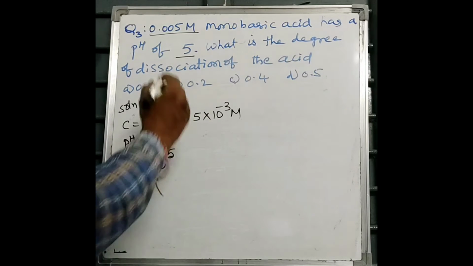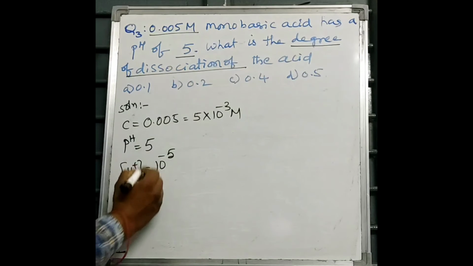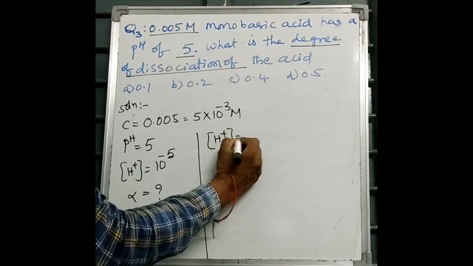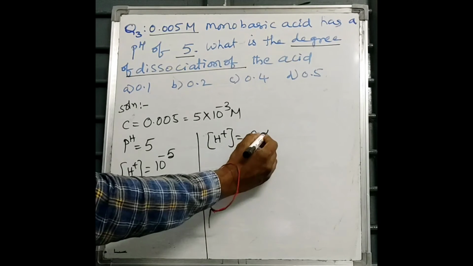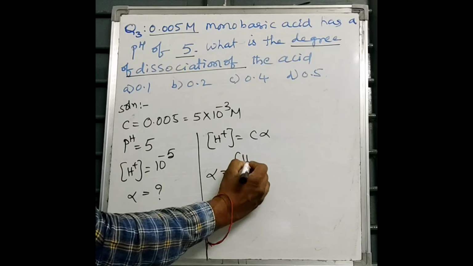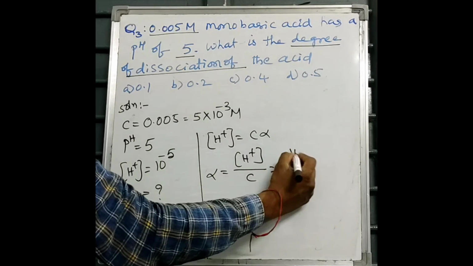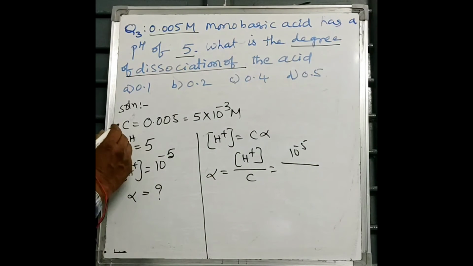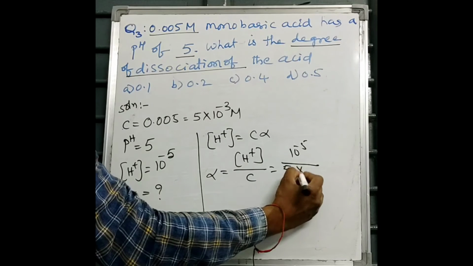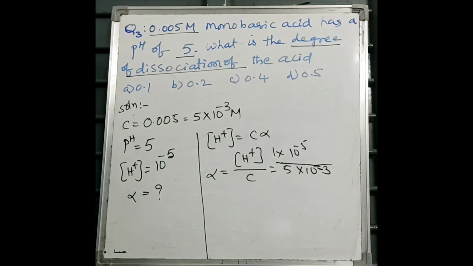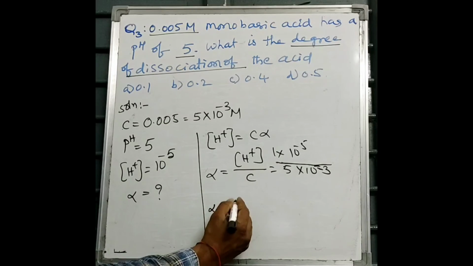And what is he asking? The degree of dissociation of the acid, alpha. We know H+ ion concentration equals C into alpha. So alpha equals H+ ion concentration divided by C. What is the H+ ion concentration here? 10 power minus 5, divided by the concentration, 5 into 10 power minus 3. For convenience, we can write 1 into 10 power minus 5 divided by 5 into 10 power minus 3. Now alpha equals 1 by 5.